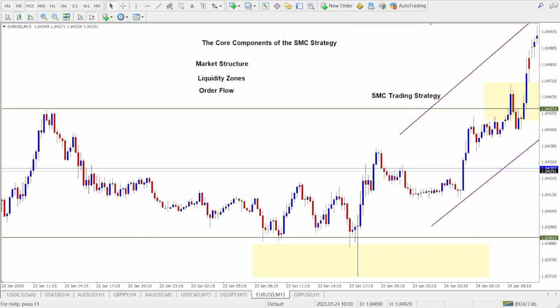All right. The SMC trading strategy is quite a powerful strategy for traders who want to understand the market from the perspective of smart money. All right. By focusing on market structure, liquidity zones, and order flow, you can spot high probability setups and trade with confidence. Remember to avoid common mistakes. Practice regularly and refine your trading skills constantly.